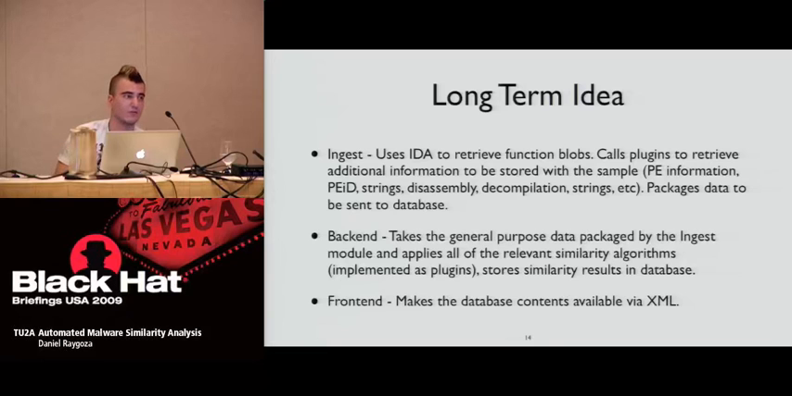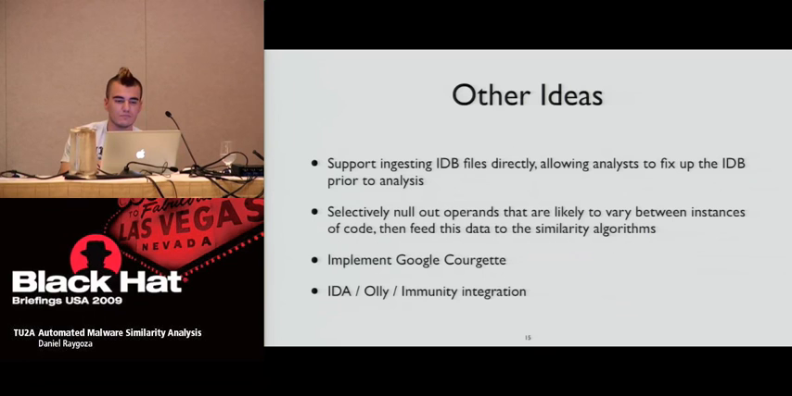There's also a front-end component, which is right now web-based, and the goal is to make that sort of abstract so that you can build other tools on top of it. Just some other ideas that have been thrown my way that I'm considering as well is allowing reverse engineers to submit an IDB as opposed to a sample. That way you can fix up any of the problems the auto-analysis has prior to submitting it to the system. And, at least for fuzzy hashing, nulling out some of the operands so that shifts in offsets don't produce as much of a difference, so that they're still similar.